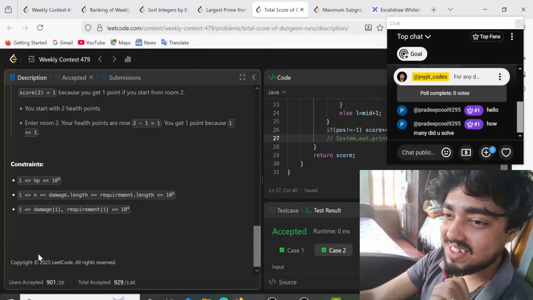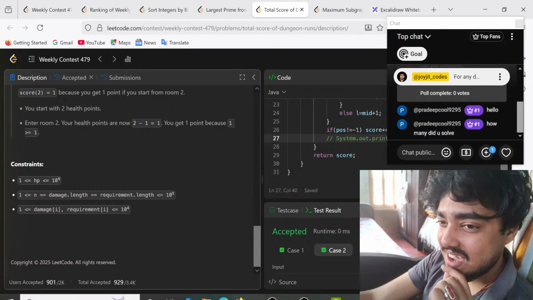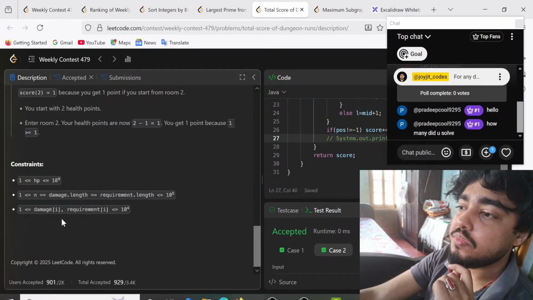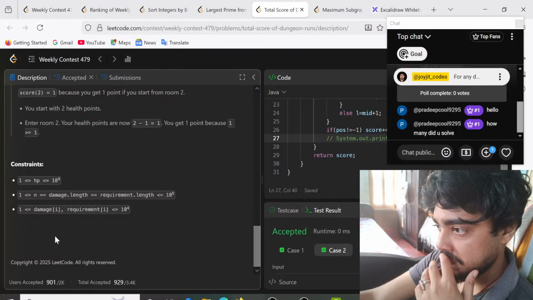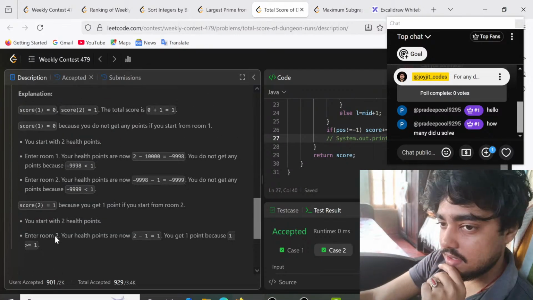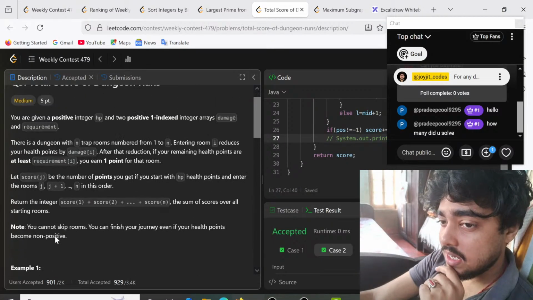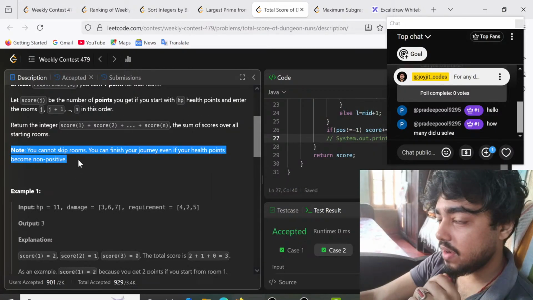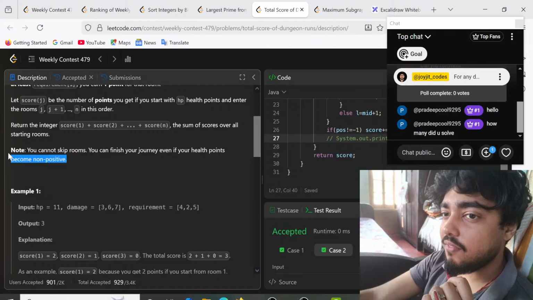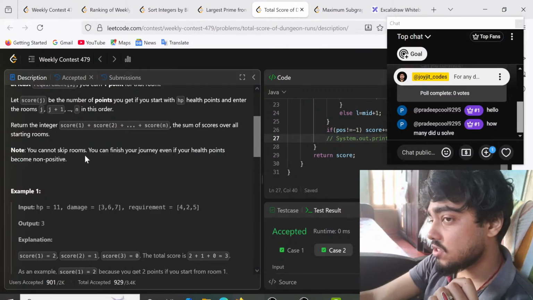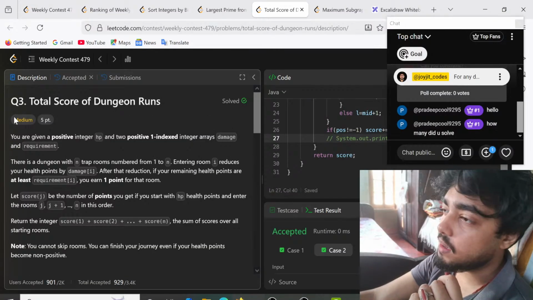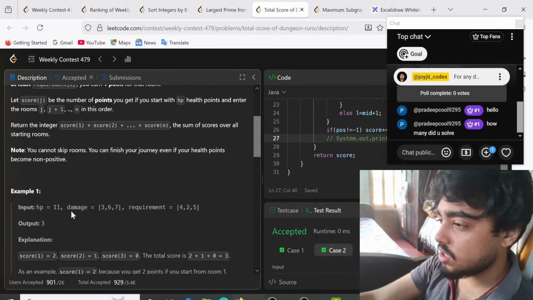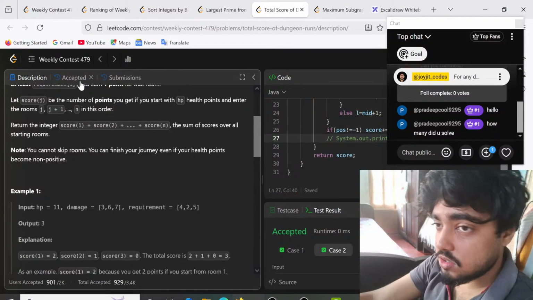This is a nice one. You can finish your journey. I just considered that this part is there, but this is a nice question. That's a nice point. If this condition was there, then this question would not have been a medium question. This would have been a hard question. I didn't notice it during the contest, but yeah, that's good.